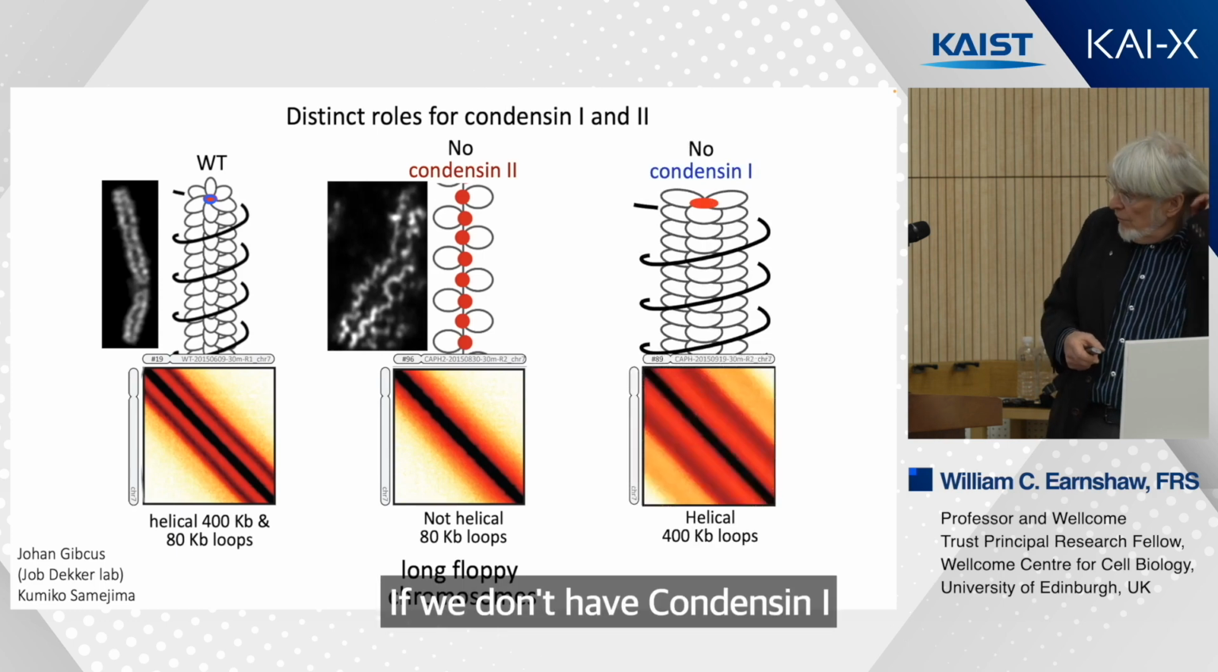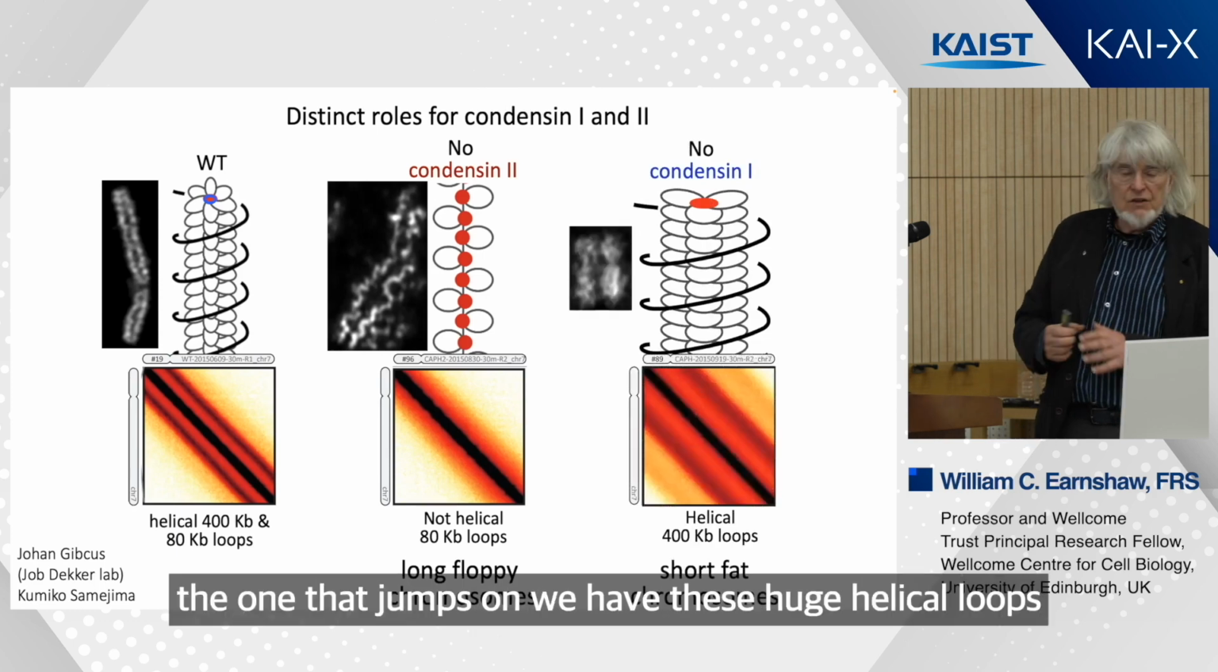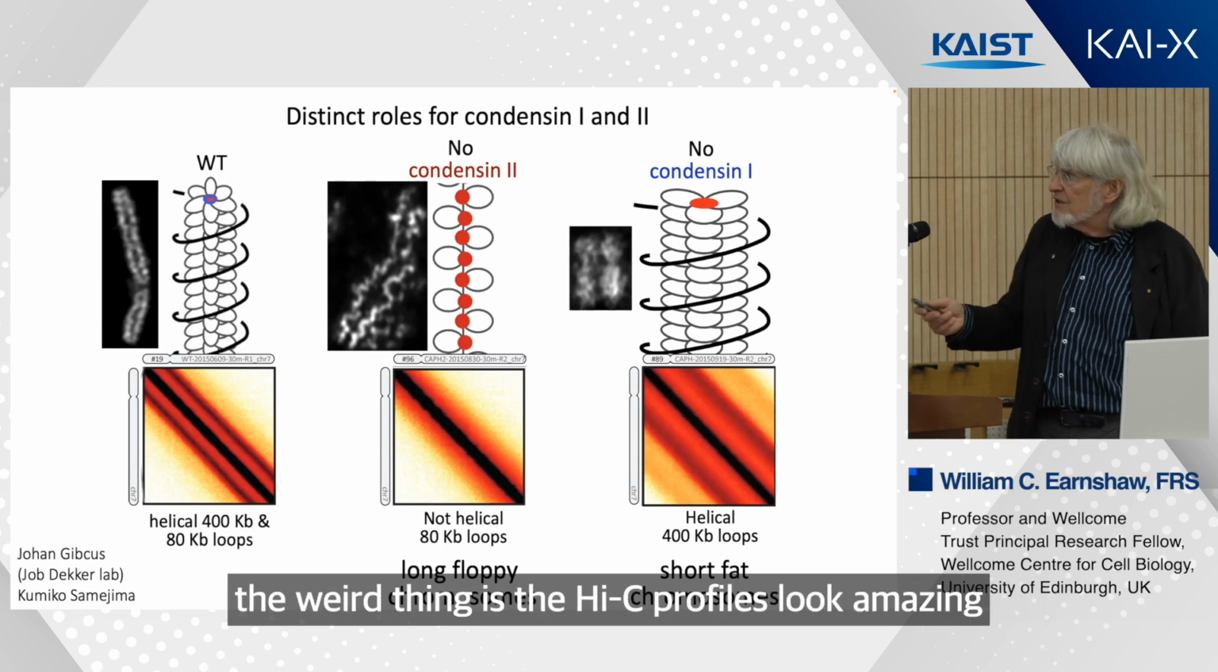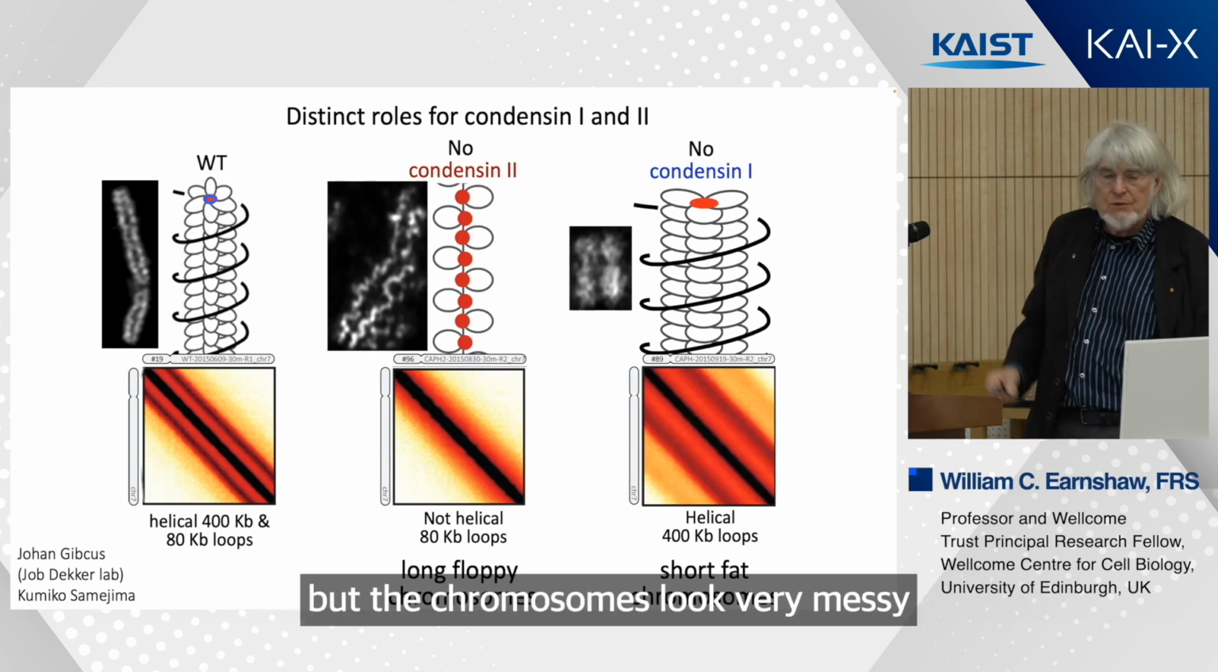If we don't have condensin 1, the one that jumps on, we have these huge helical loops. The weird thing is the Hi-C profiles look amazing, but the chromosomes look very messy.